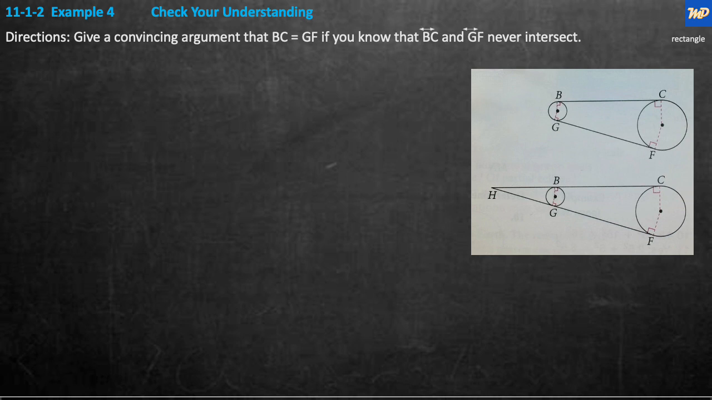They never intersect. If it's saying here that we know that BC and GF never intersect, then that means they're parallel. And if they're parallel and we know they're equal in size, then this must be a rectangle. It's going to have two opposite parallel sides. It has to, because that's the only way that BC and GF cannot intersect, is if they're parallel. And of course, if it's a rectangle, then the opposite sides are equal, right?